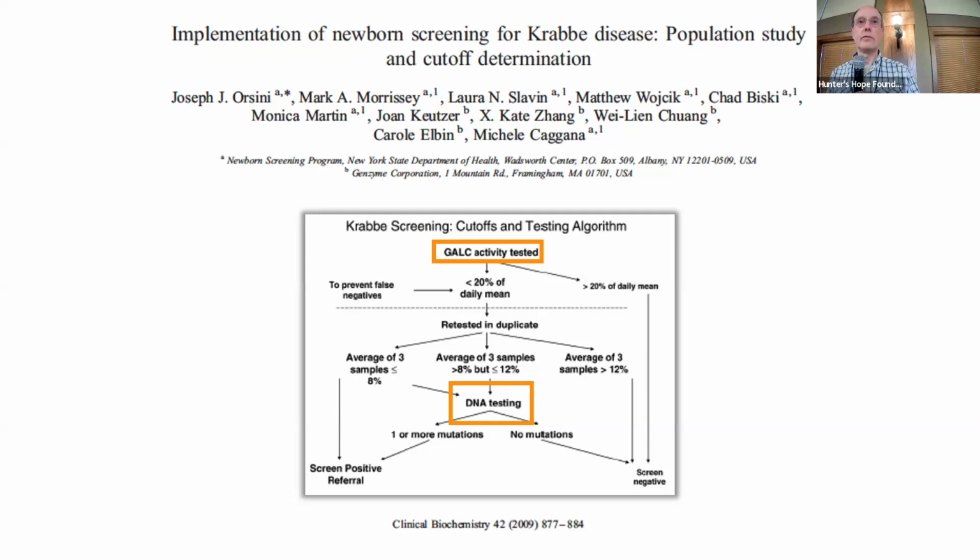So that is a cause of false positives. To mitigate that problem, they decided to do an additional test as a second-tier or reflex test when there is low GALC activity, and do molecular genetic testing. The expectation was that we would find variants that are disease-causing, and so we could make a diagnosis and reduce false positives.